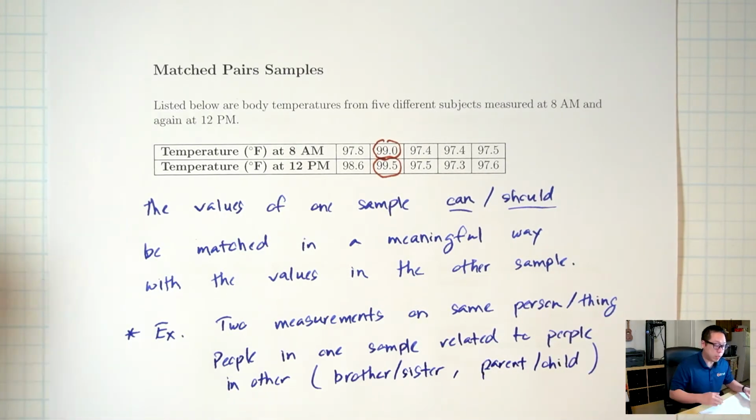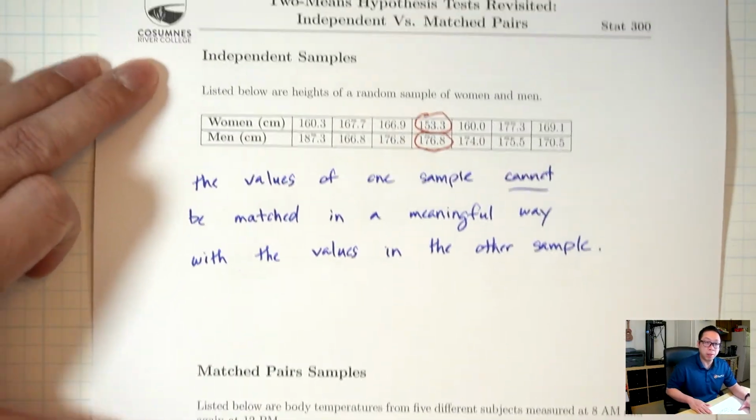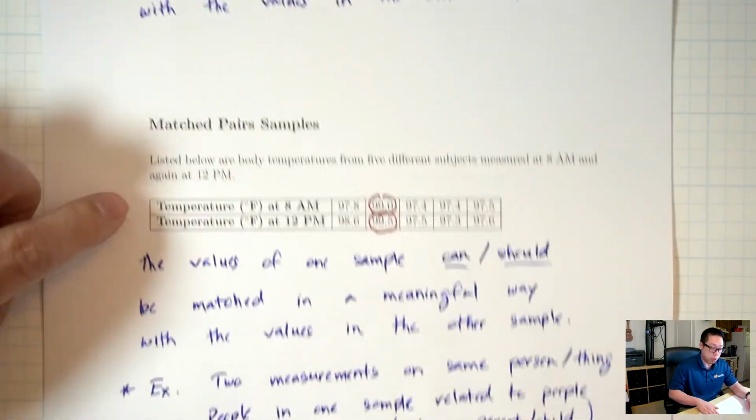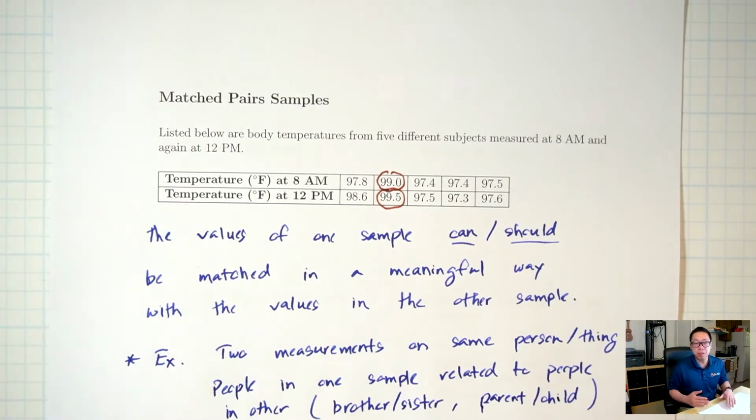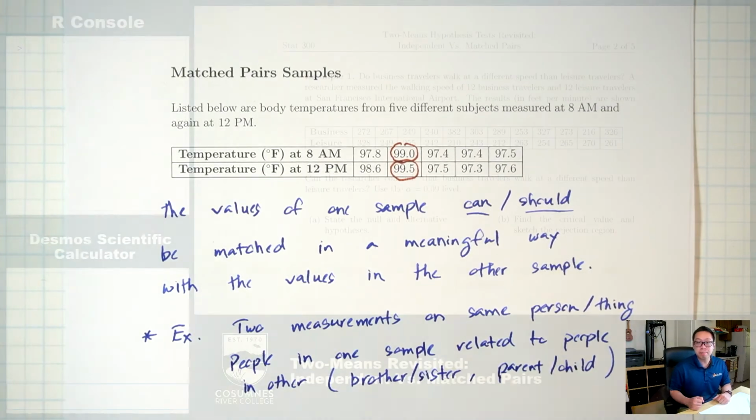So it's going to be important that we distinguish which is which, if we're in an independent situation or a matched situation, because that determines what we do next.